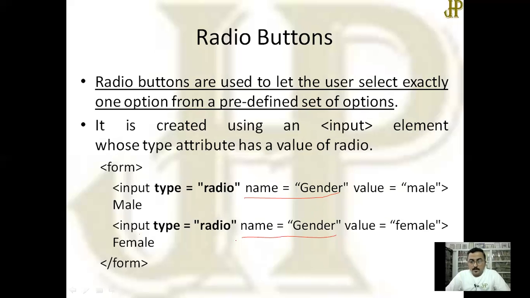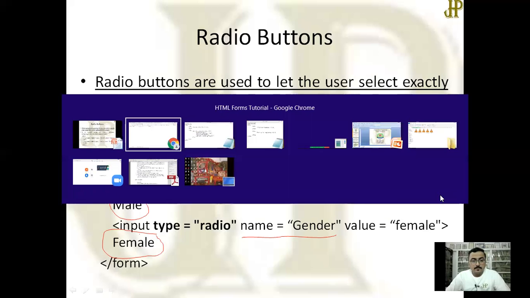Okay, and whatever value you put here, you have to give the value. Clear? This value, whatever male and female I have written here, is shown in your web page, whether this value attribute is another thing. Clear? Now I am going to show you with an example.